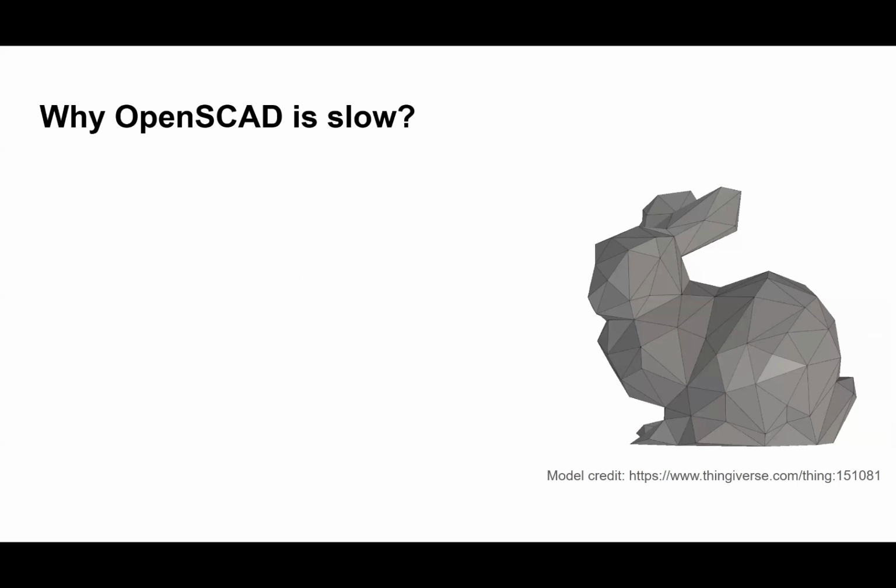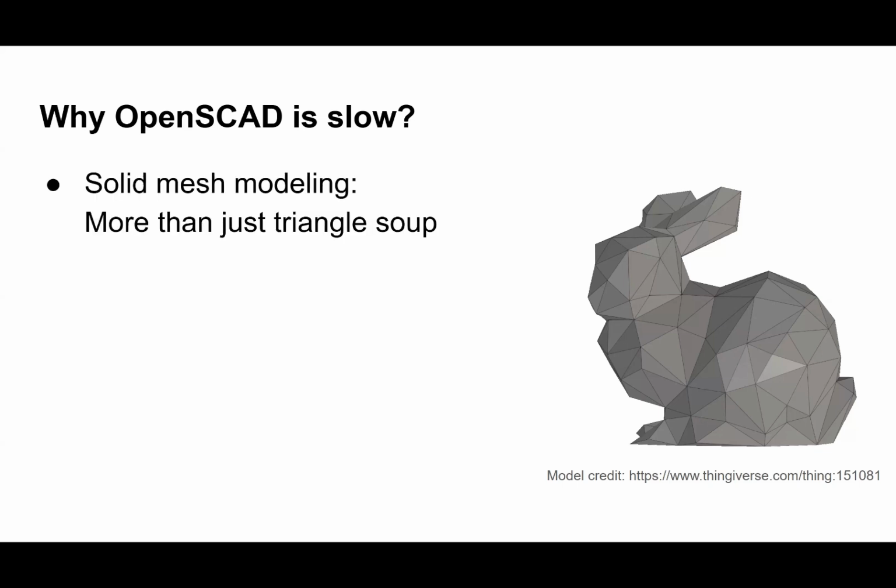But why is OpenSCAD slow? So here we have an image of a mesh rapids. Basically, a mesh is like you model a solid by using triangles to capture its surface. But with solid mesh modeling, we want to make sure that our mesh is not only a visualization tool, we want to do some solid analysis on it. So it has to be more than just a triangle soup, meaning that we need some connectivity information.